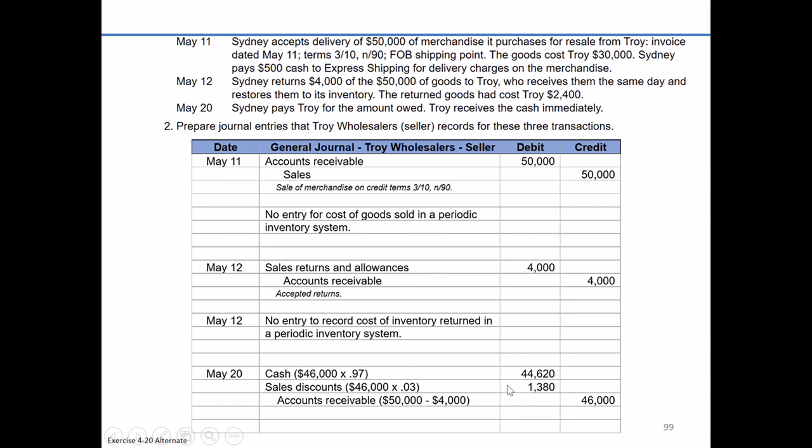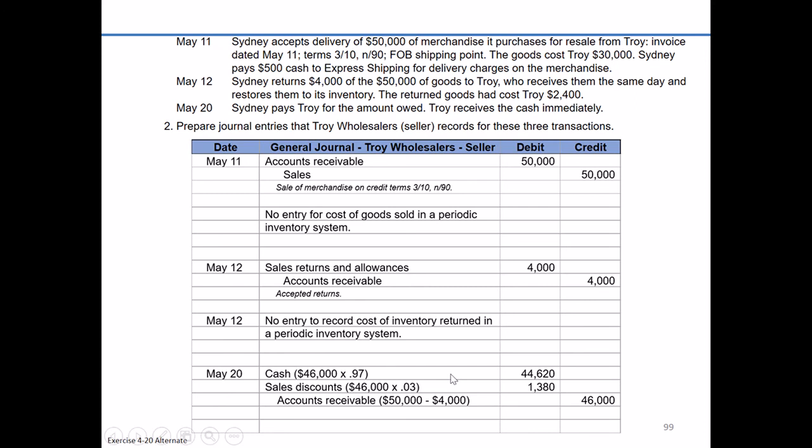If you recall from our perpetual example, we also have to factor in our sales discount. It was $46,000 owed, but they paid within the 10-day window, May 20th versus May 11th. So take 3% or 0.03 times 46,000. That's going to be 1,380. It ultimately lowers sales because that's that much less cash that was received, but instead of debiting sales directly, we debit the contra revenue account called sales discounts.